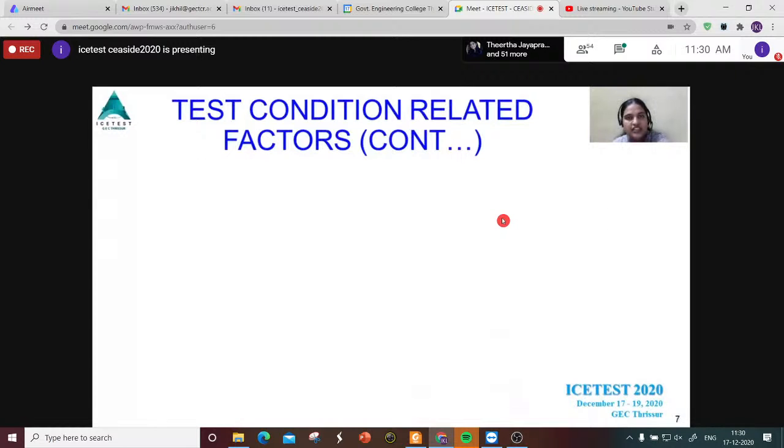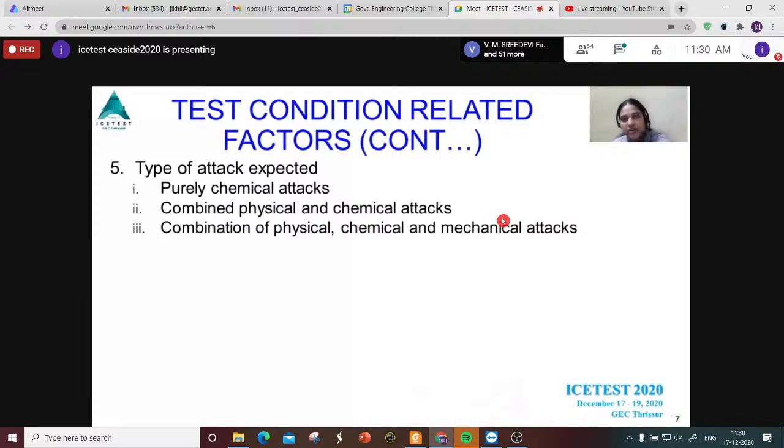Next factor is the type of attack expected to occur in the field. It can be purely chemical attack, which simulates the condition of the submerged zone of effluents. Then there is combined physical and chemical attack, which simulates the condition of silos or concrete floors, etc. Then there can be a combination of physical, chemical and mechanical attacks. It is usually in animal houses, where there will be abrasion by the animals, etc.